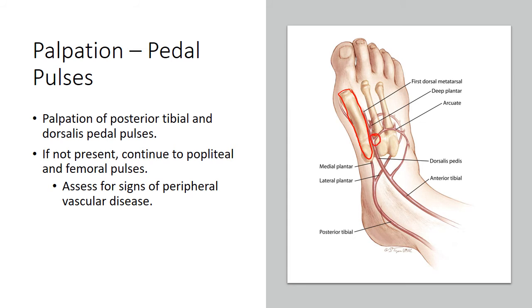And this branches from the anterior tibial artery, which is one of the main branches from the popliteal artery, which in turn branches from the common femoral higher up the leg.